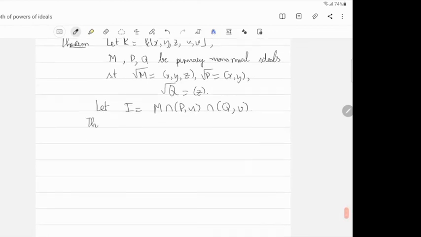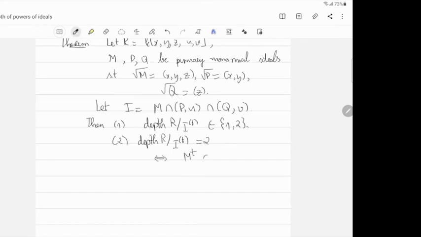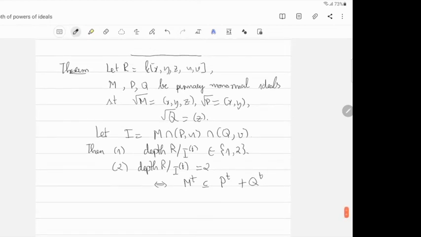So then the symbolic depth of I is only one or two. Yeah? And secondly, the symbolic depth of the t-th symbolic power is two if and only if you have this relation between M, P, and Q, yeah. So you only need to check this condition, and then you know whether that is one or two. Yeah?